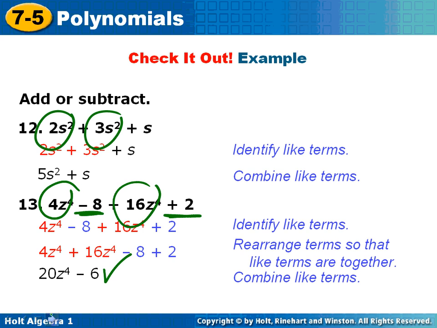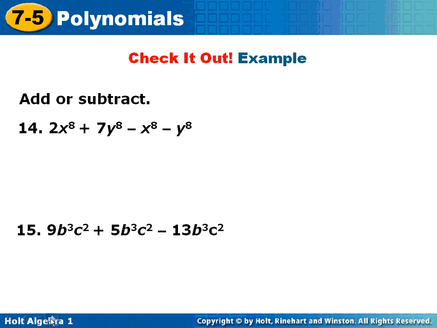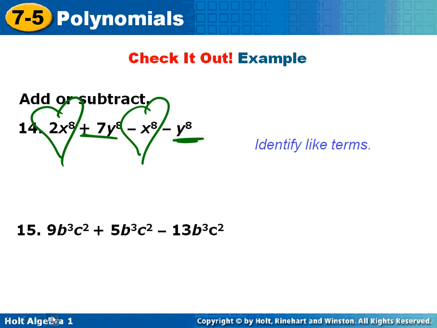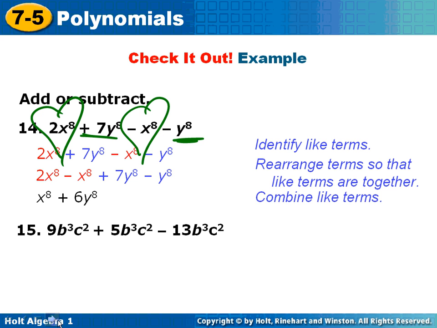I think there are 18 problems, so we have 5 to go. Here's number 14. Pause this, add it up, and find out how many x to the 8ths and y to the 8ths there are. And wait a minute though, I have 2 here. Take away 1, how many is that? 1. And then I have 7 and take away 1, which is 6. So identify your like terms. Final answer, x to the 8th plus 6y to the 8th. Are these getting more difficult because there's more variables? Yes.